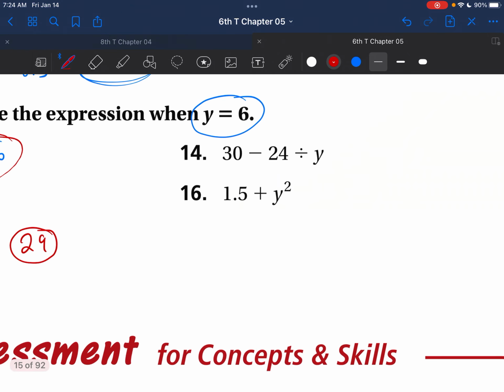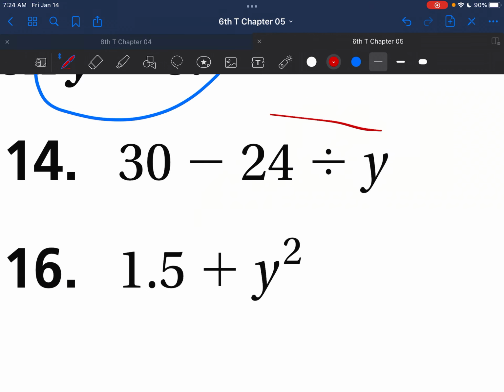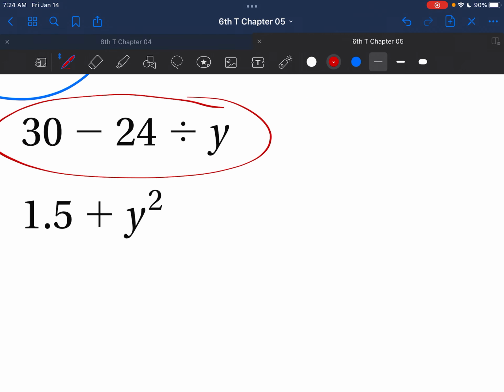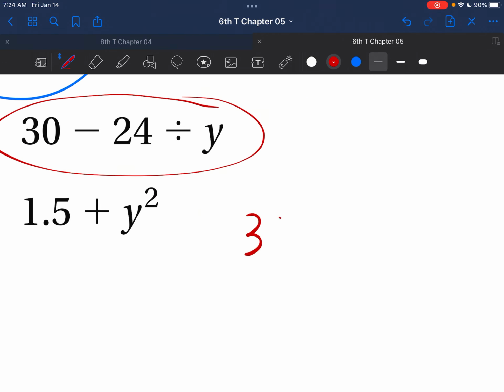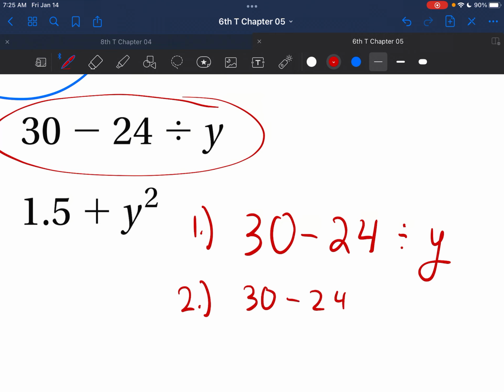All right, 2 more, and then we are done for today's lesson. Let's do this one right here. So here we go. We have 30 minus 24 divided by y. Now, at first, you're probably thinking, okay, so step 1, we wrote it down. Step 2, let's plug in our numbers. 30 minus 24 divided by, remember we said y is equal to 6.